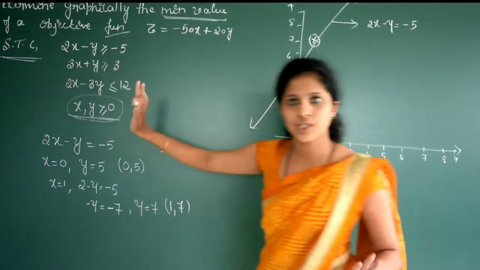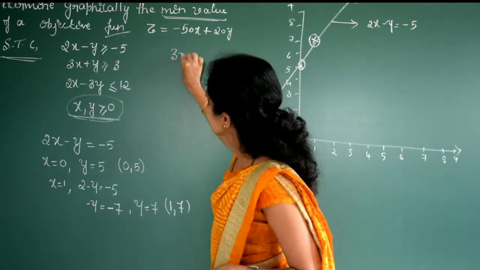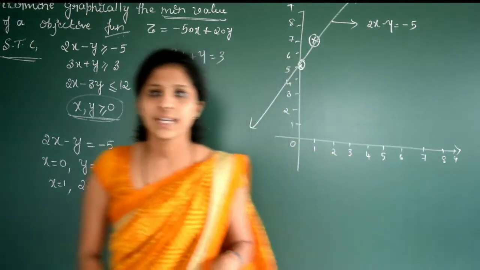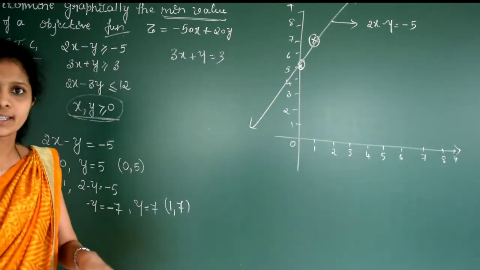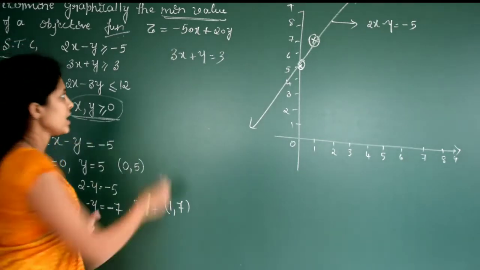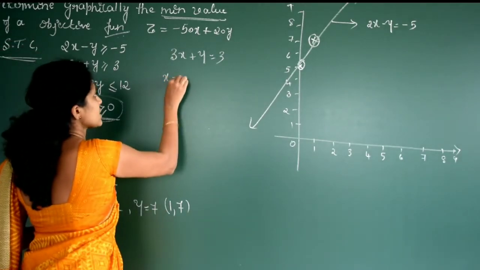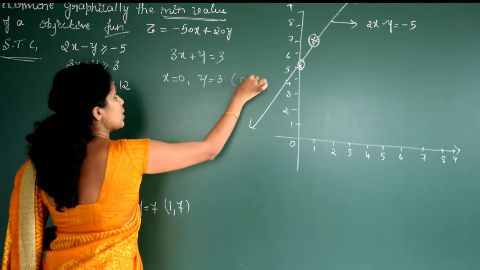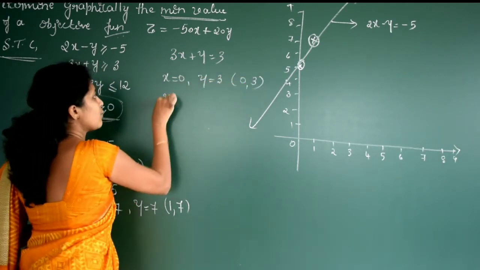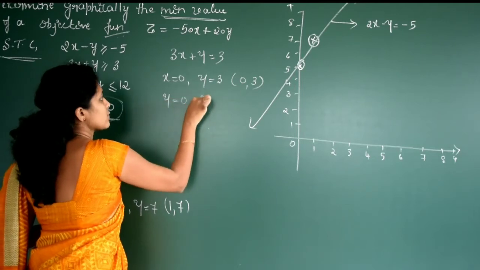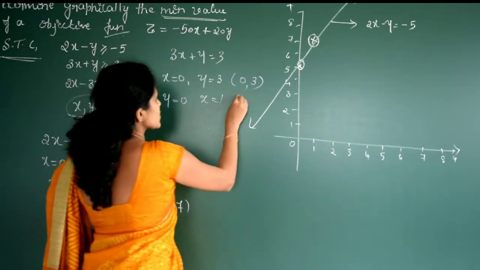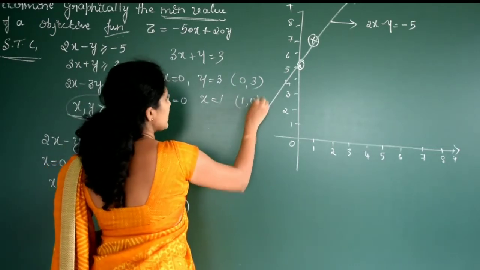Anyway, everywhere positive is there, so no need to worry. 3x plus y is equal to 3. Here we can go with x is 0 and y is 0. Whenever the value of x is 0, the value of y will be 3. So the point is 0, 3. And when the value of y is equal to 0, 3x is equal to 3, so x will be 1. So the point is x is 1 and y is 0.